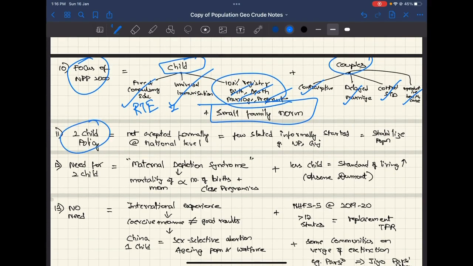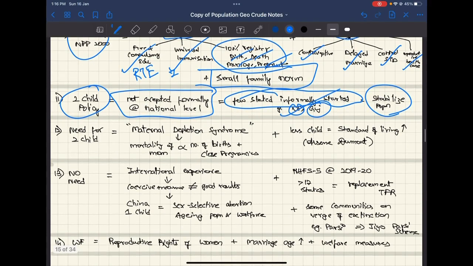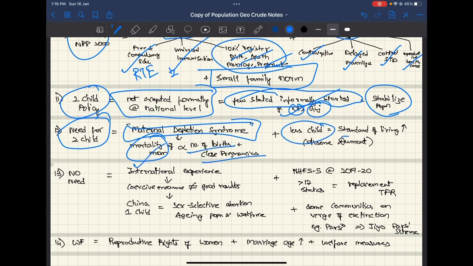The two-child policy is not accepted formally at national level. A few states informally started it, like UP and Gujarat, to stabilize their population. The need for such a two-child policy is maternal depletion syndrome, in which mortality of the mom will increase with the number of births and close pregnancies. Fewer children will lead to a higher standard of living, according to Arsene Dumont.